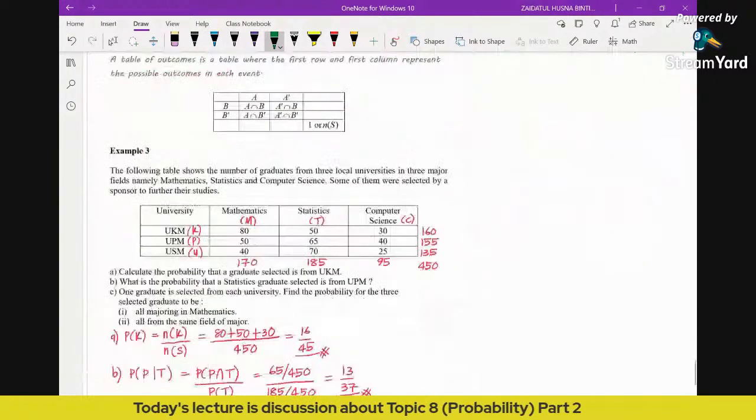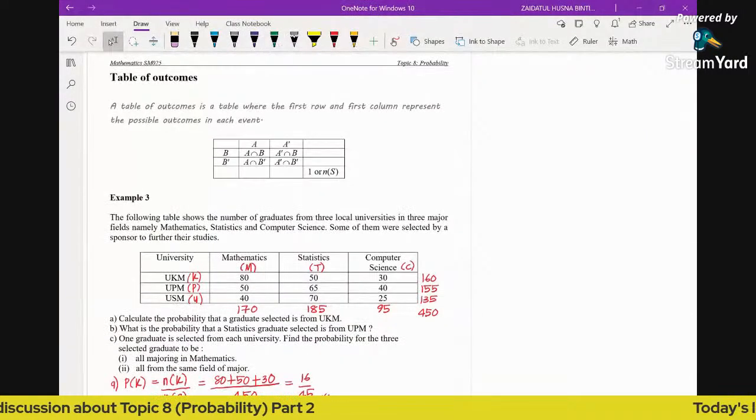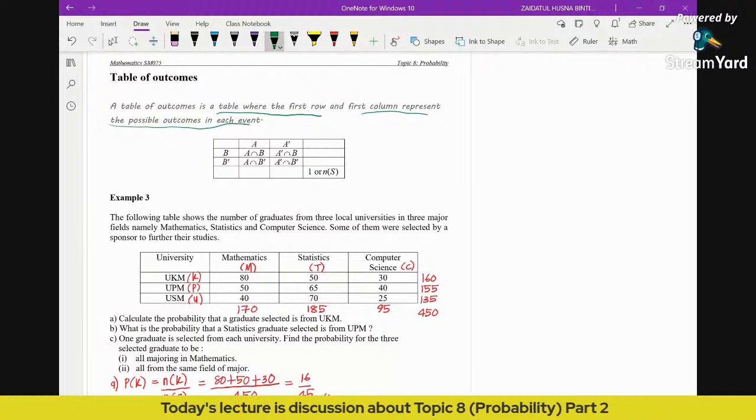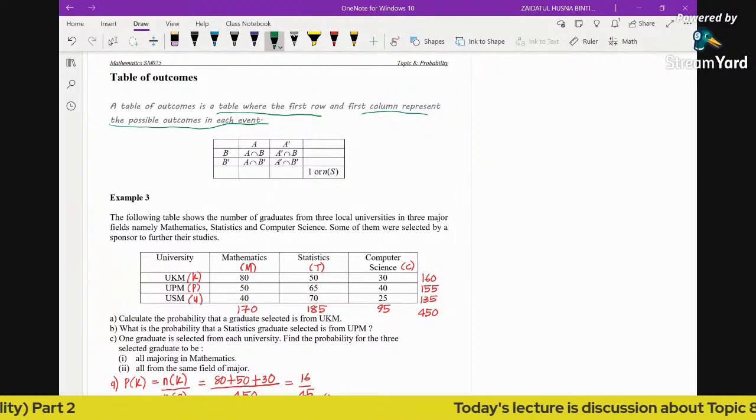And lastly, this would be our last example for today, table of outcomes. So what is a table of outcomes? A table of outcomes is a table where the first row and first column represent the possible outcomes in each event. We use a table of outcomes if we have the intersection of the two events or the intersection between the complement events.